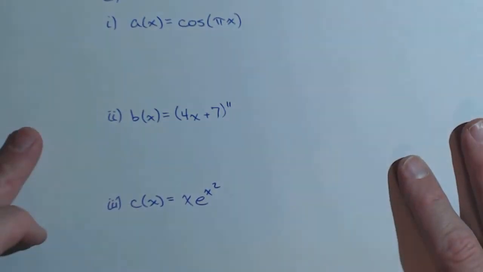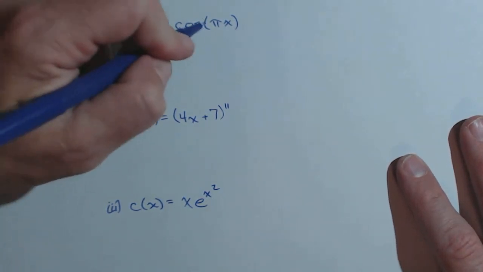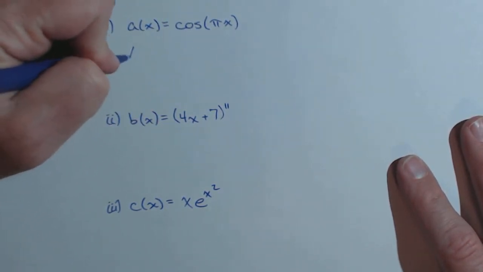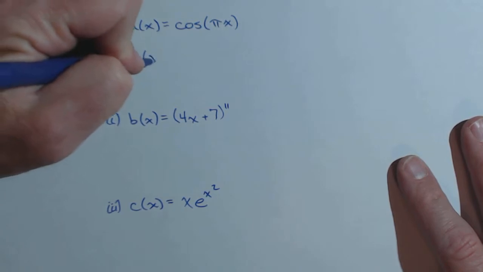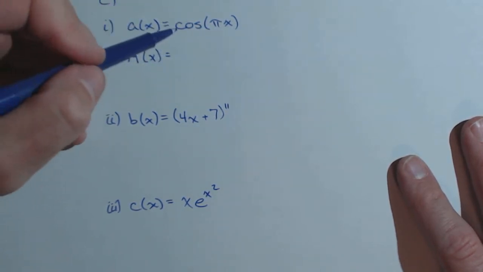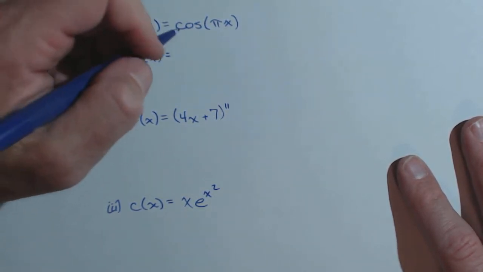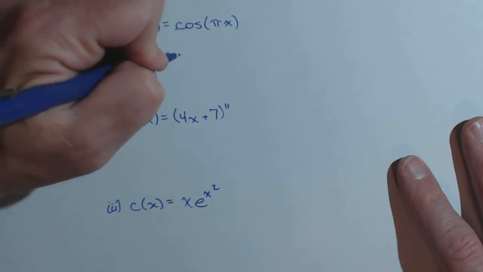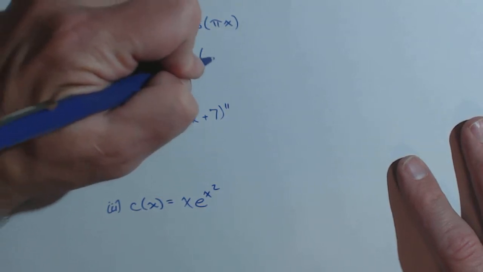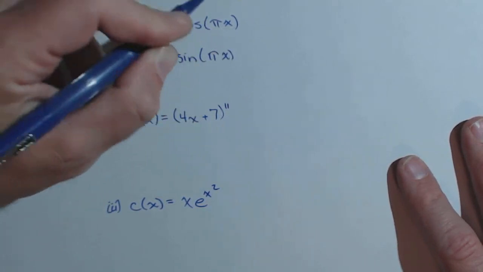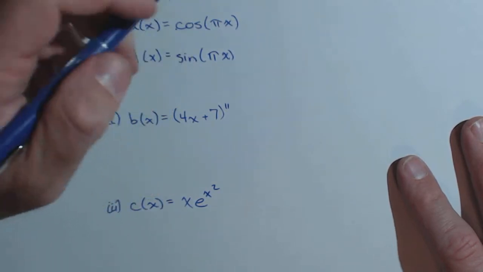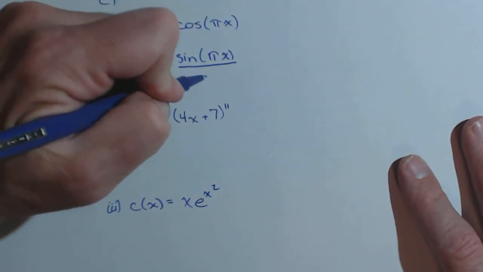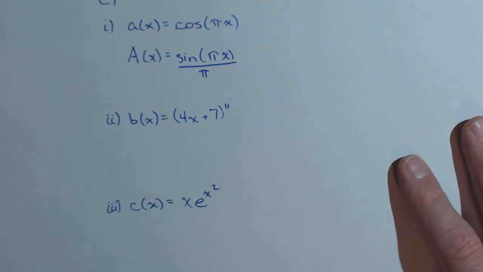Now let's see if we can generalize and do some functions that we didn't have the antiderivative of. So if a of x is cosine of pi x, the antiderivative, capital A of x, well, the antiderivative of cosine is sine of pi x. If we were doing the chain rule, we'd multiply by pi. Since we're doing the antiderivative, we'll divide by pi.